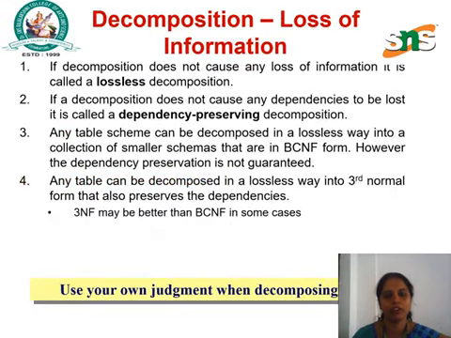Next, decomposition and loss of information. If a decomposition does not cause any loss of information, it is called a lossless decomposition. If a decomposition does not cause any dependencies to be lost, it is called a dependency-preserving decomposition. Any table schema can be decomposed in a lossless way into a collection of smaller schemas that are in BCNF. However, dependency preservation is not guaranteed. Any table can be decomposed in a lossless way into third normal form that also preserves the dependencies.